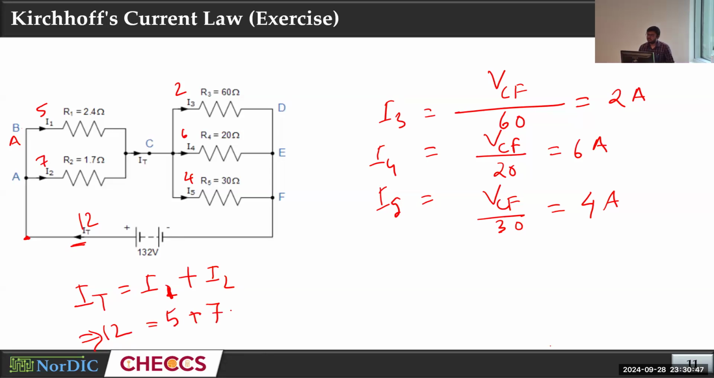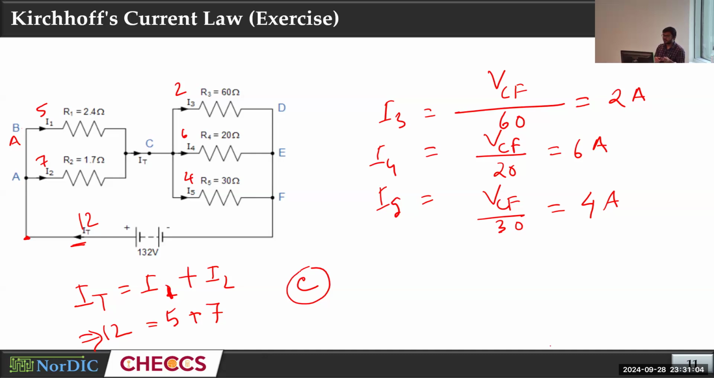KCL is verified. Similarly, let's look at node C. At node C, which currents are entering and which currents are leaving? First we find out how many currents are there. At node C, how many currents do we have? 4.